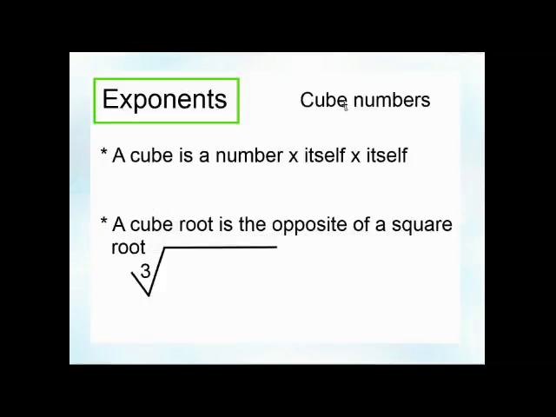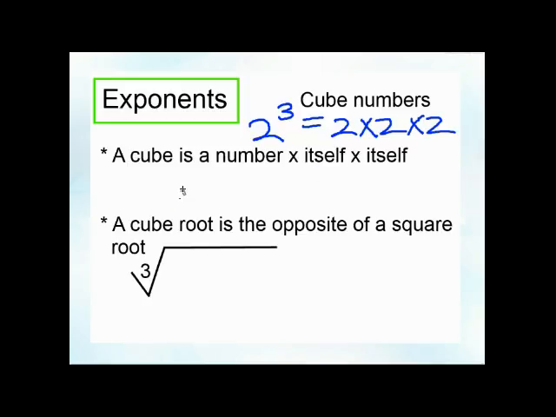Now let's go do the same with cube numbers. Cube numbers are anything to the power of 3. So that means 2 times 2 times 2. It is anything to the power of 3. Okay? A number by itself again. So 2 by itself, which is 2, by itself, which is 2.